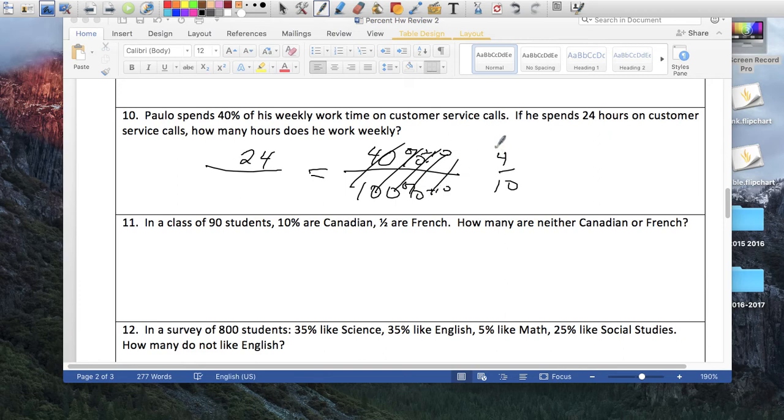Is there now a relationship between 4 and 24? Yes, there is. Times 6. At the bottom is times 6, giving you 60. So, wow, it's a long working week, probably Monday through Saturday. He works 60 hours a week, of which 24 hours are spent on customer service calls.